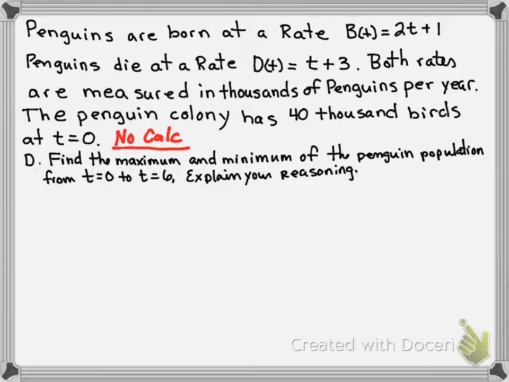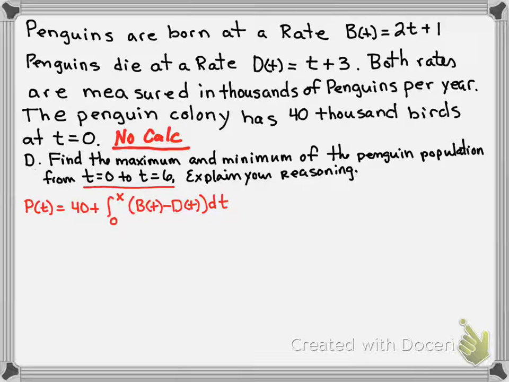In this problem, we've got the same rates and the same initial number of penguins, 40,000. And we've been asked to find the maximum and the minimum of the penguin population over the time period 0 to 6. So before, we identified the number of penguins at any time as being equal to the initial starting number of penguins plus the integral from 0 to some time x of bt minus dt, and these are the rates that penguins are born and have died.